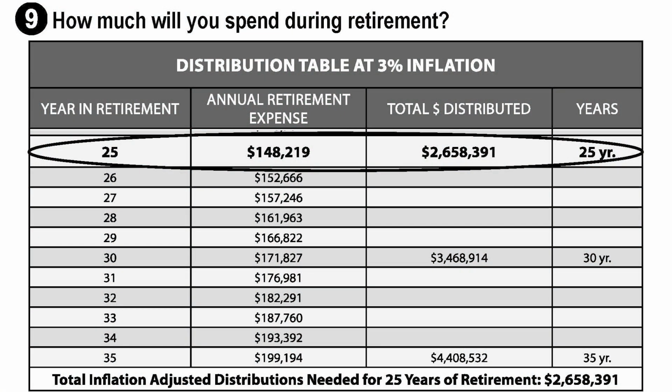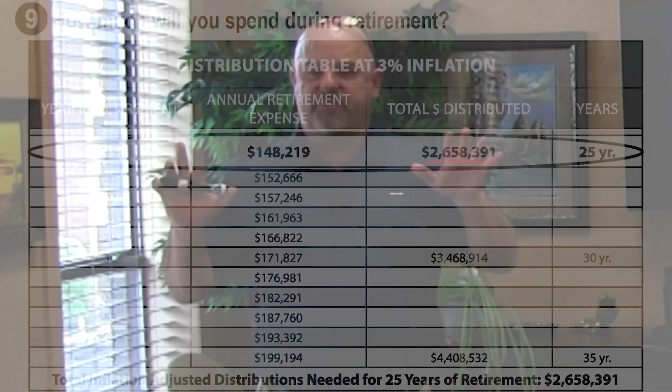Now, do you think you need $2.6 million to live that lifestyle? Let's just assume for a second that all your numbers happen to correspond with all of our assumptions. Do you think you need $2.6 million in an account day one to live that lifestyle? No, because I'm going to grow my money. Huh? I'm going to grow my money.